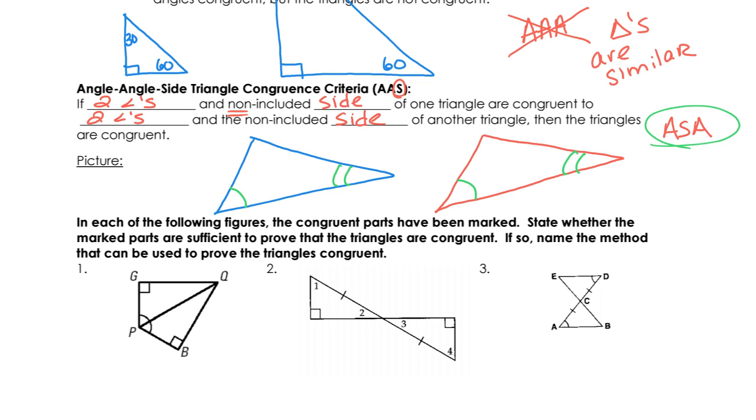All right. Just to show you, if I took that side away and I decided to mark this side instead, that side is still not between the 2 angles, and that would still be angle side. All right. Again, if I mark this side here, then that changes the theorem to angle side angle. All right, so hopefully that makes sense. So again, if you're using this theorem, make sure that the side you mark is not between the A's, because the S is not between the A's in the theorem.